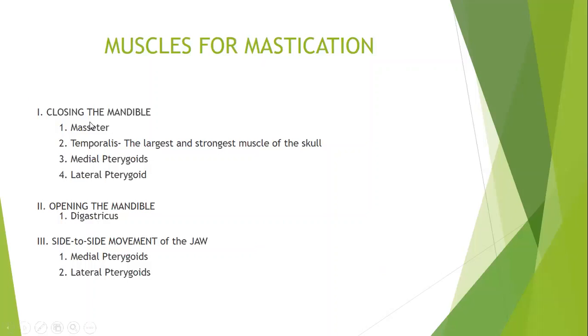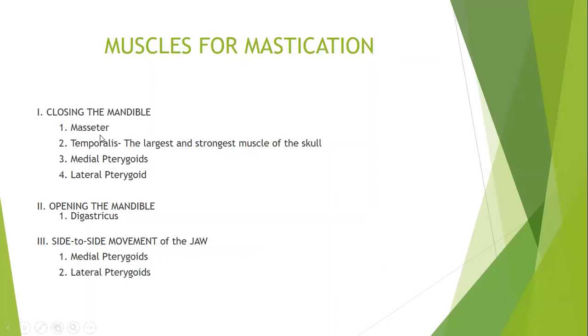Now we'll start with the different muscles on the body. First, we have the muscles for mastication. When you say mastication, it's chewing. So for closing the mandible, we have the masseter and temporalis.